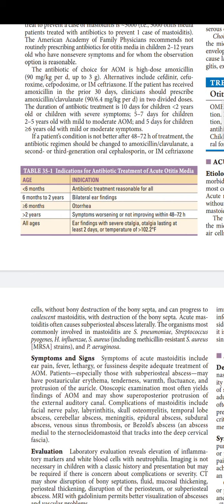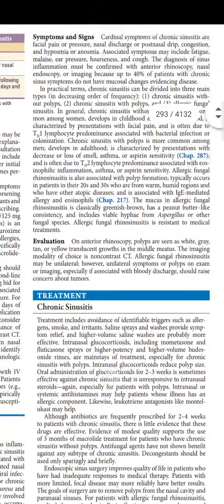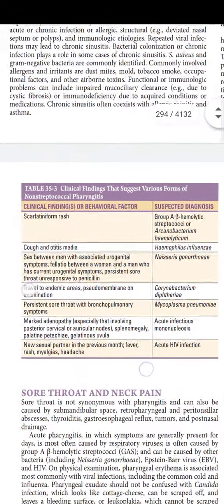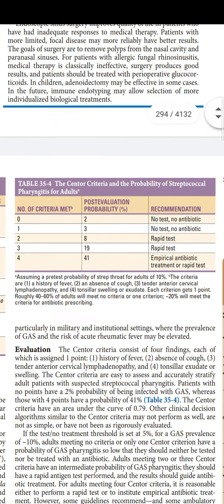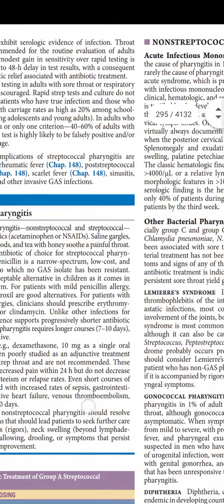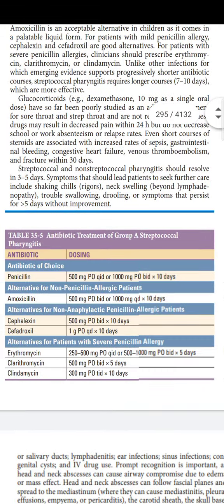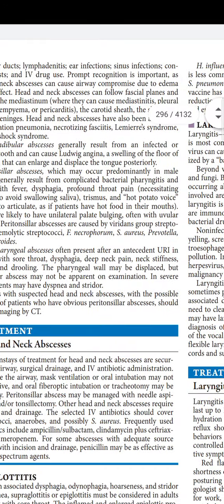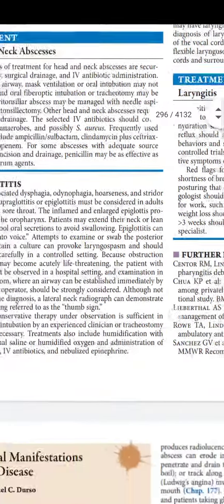For every condition they have given indications for antibiotic treatment: in acute otitis media, in sinusitis, in chronic sinusitis, clinical findings that suggest various forms of non-streptococcal pharyngitis, and the Centor criteria and the probability of streptococcal pharyngitis in adults. So these are all very important, because after COVID-19 all sore throat has to be differentiated, what is right and what is wrong. So antibiotic treatment of group A streptococcal pharyngitis is also a new table. Most probably they have mixed the streptococcal infection along with the upper respiratory infections as a whole.